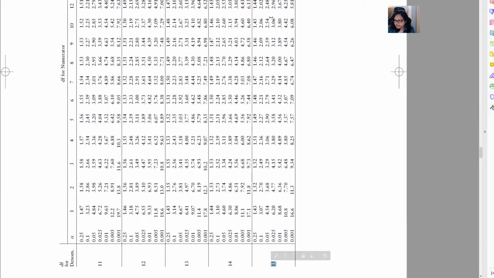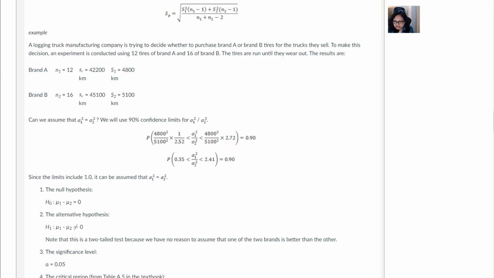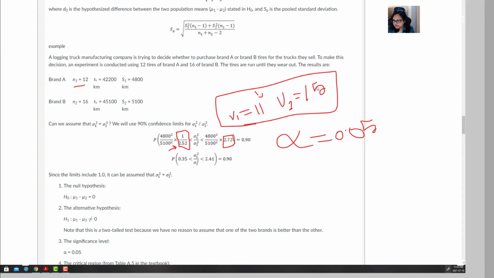So you can see that in between them for 0.05. So for 0.05, let's see what will be the value. So you can see that it will be in between 2.54 or 2.58, maybe 2.52, something like that. So that's why in here we use 2.52, and then the reciprocal of that, that means the degrees of freedom, let's say degrees of freedom 15 and 11 for the opposite.